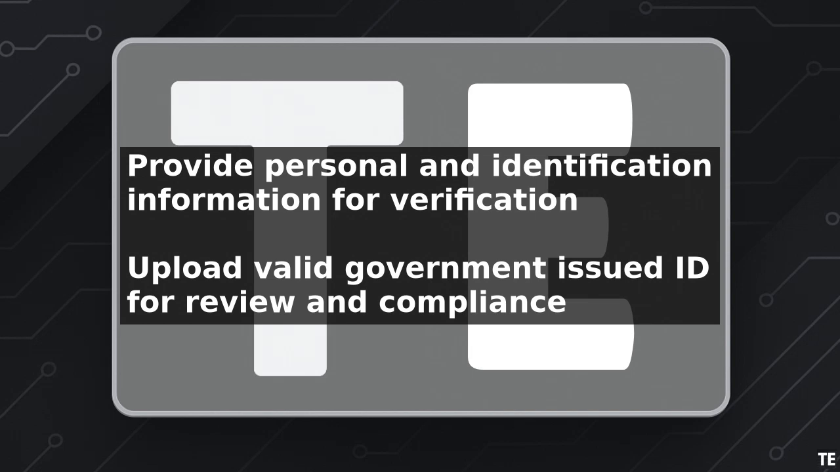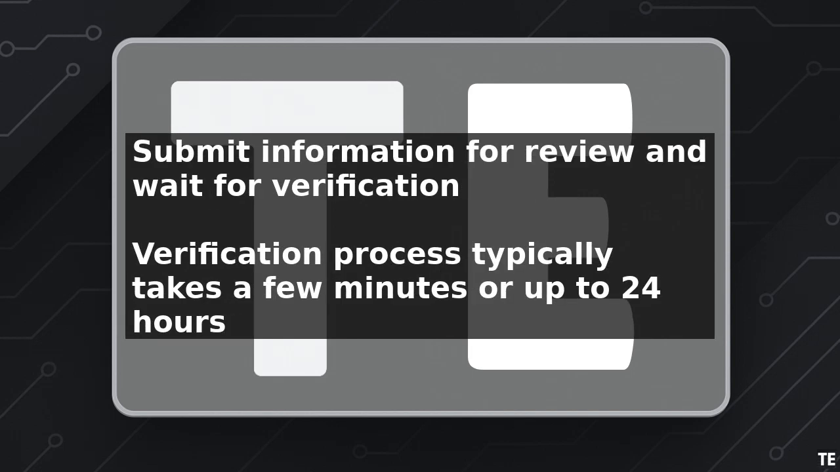The verification process typically takes a few minutes, but in some cases may take up to 24 hours. After your account is verified, you will be able to send and receive Bitcoin using the Cash App. To do this, tap on the Banking tab and select Bitcoin. Then tap on the Send button and enter the recipient's Bitcoin address or scan their QR code.